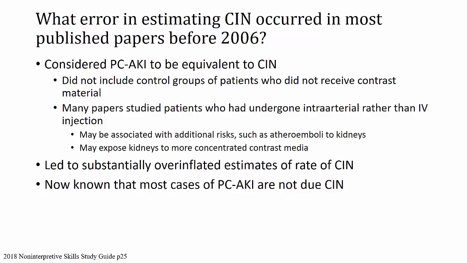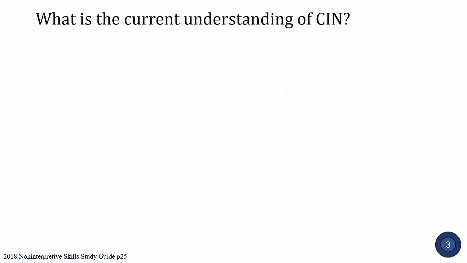So basically, this led to substantially overinflated estimates of the rate of contrast-induced nephropathy, and it's now known that most cases of post-contrast acute kidney injury are not due to contrast-induced nephropathy. So the thinking of this has changed over the past 10 years or so. Next question, what is the current understanding of contrast-induced nephropathy?